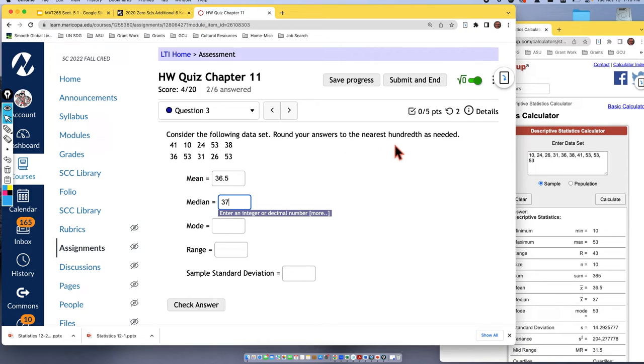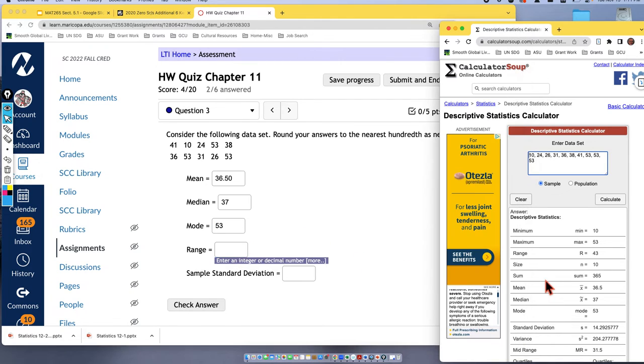Round your answers to the nearest hundredth as needed. Hundredth would be 2 decimal places, so yeah, I guess you could put 36.50. You're right, and then the others we're going to need. It'll give us the mode. The mode is 53, and you see 2 53s there, so yeah, that's the one.